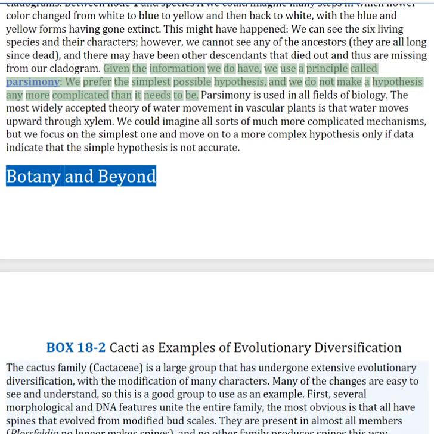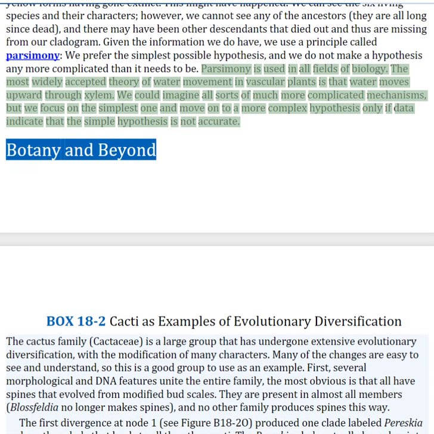Given the information we do have, we use a principle called parsimony. We prefer the simplest possible hypothesis, and we do not make a hypothesis any more complicated than it needs to be. Parsimony is used in all fields of biology. The most widely accepted theory of water movement in vascular plants is that water moves upward through xylem. We could imagine all sorts of much more complicated mechanisms, but we focus on the simplest one and move on to a more complex hypothesis only if data indicate that the simple hypothesis is not accurate.